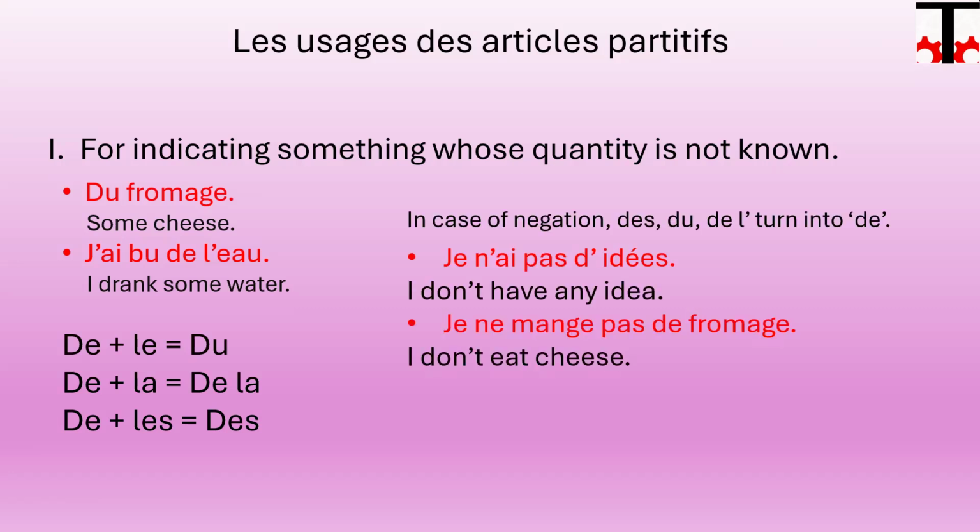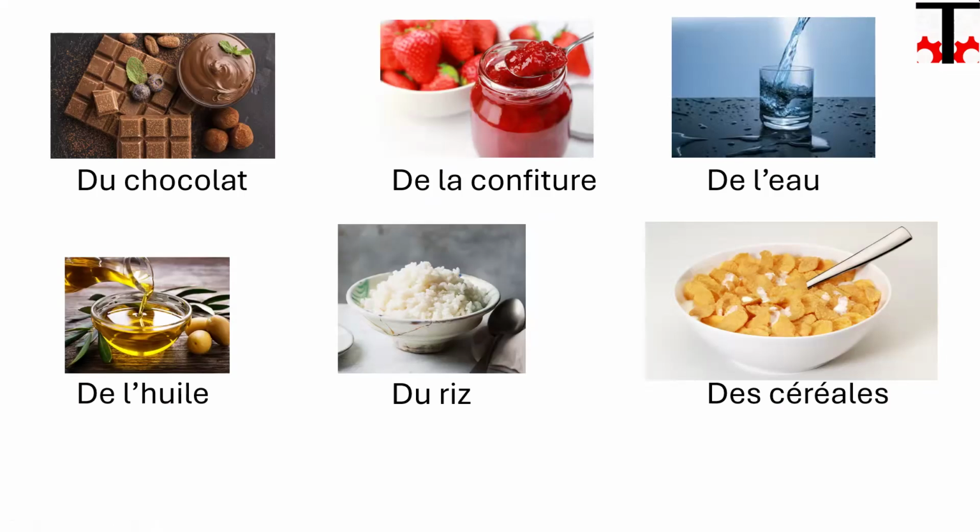However, in case of negation, all these articles, du, de la, de l', turn into de. For example, je n'ai pas d'idée. I don't have any idea. Je ne mange pas de fromage. I don't eat cheese.